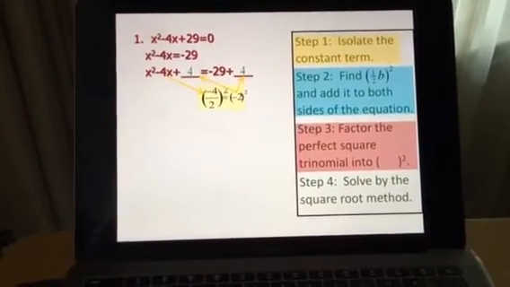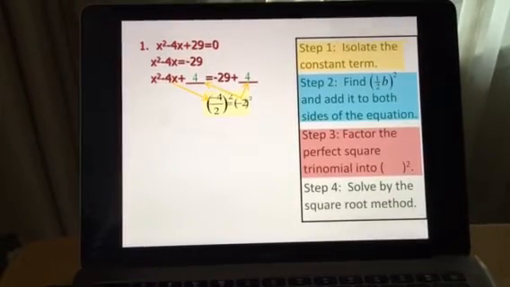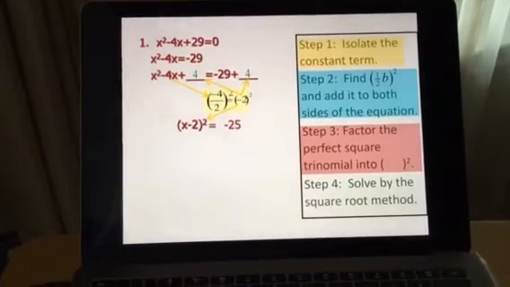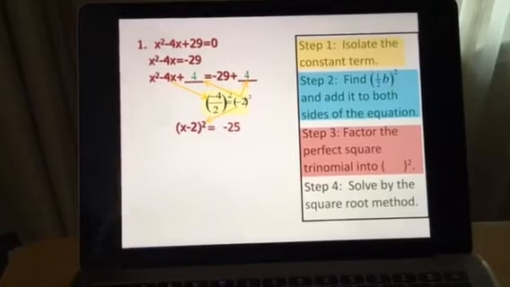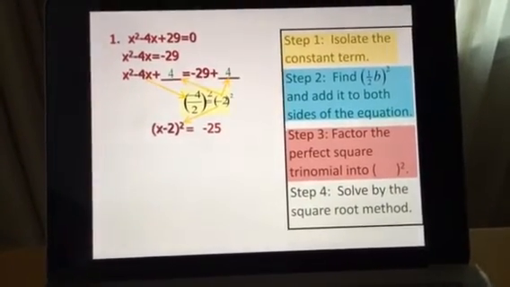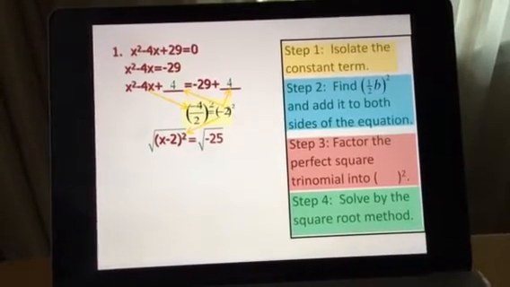Now that we have a perfect square trinomial of x squared minus 4x plus 4, we can factor it. And that becomes x minus 2 quantity squared. Well, what do we have on the other side? Yes, negative 25. Next step, we can solve by the square root method.